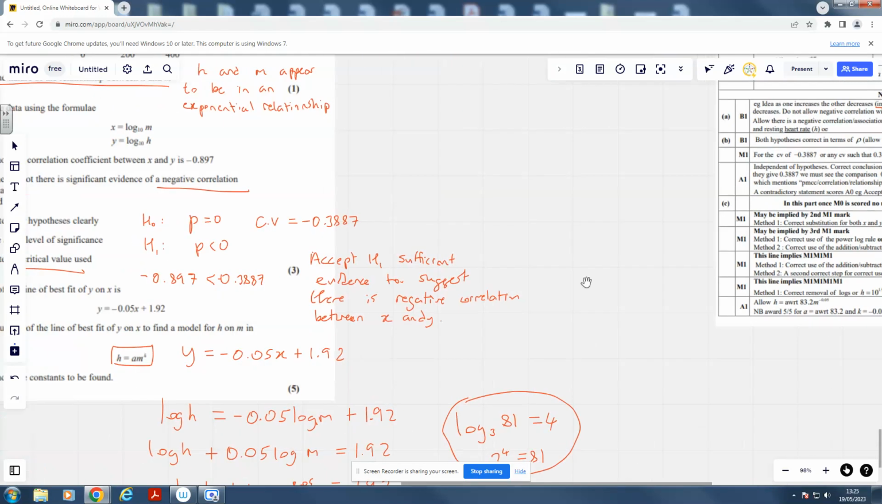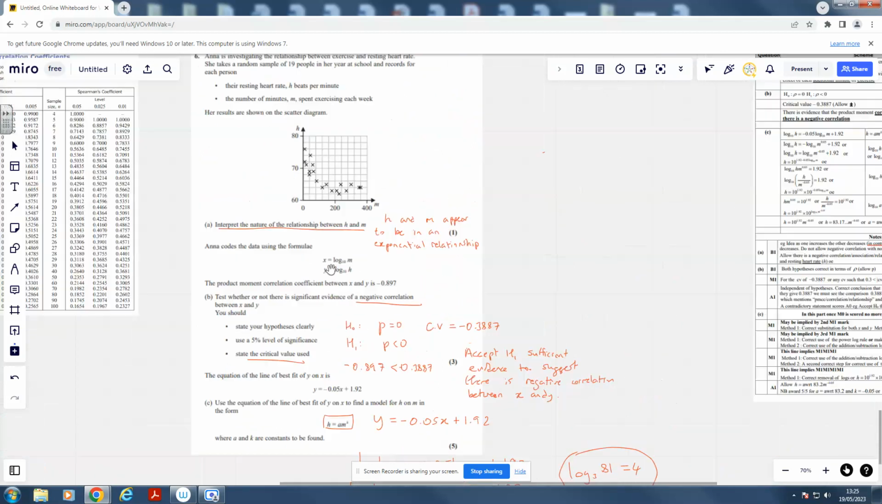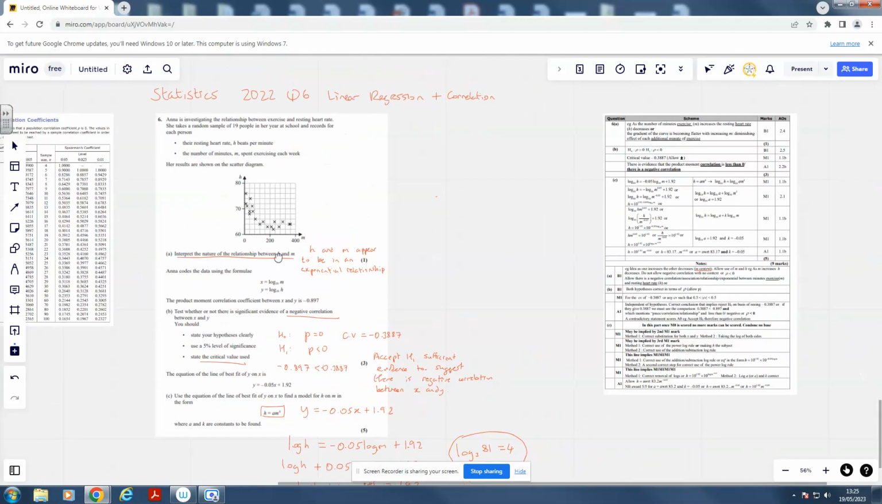Okay, I hope that was useful. That wasn't a bad one, really. It was pretty good. So there you go. If they do have coding in it, it doesn't really change anything.